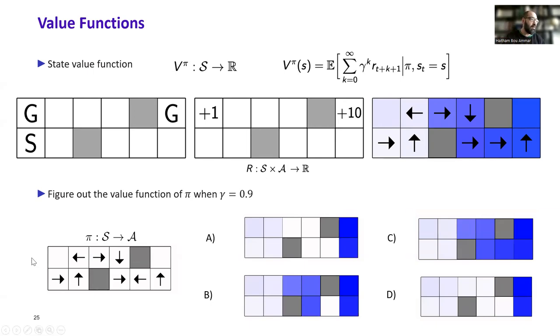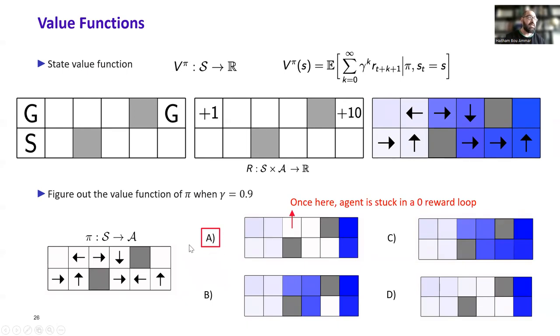Now this is something to think about. Notice that we have a policy pi that is given by this. Figure out the value function of this policy. Following this policy, which one of those do you think it would be? Yeah? So the answer to this will be A.